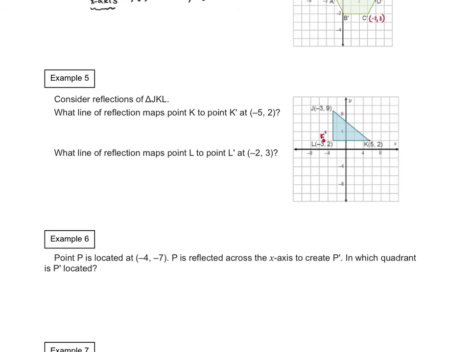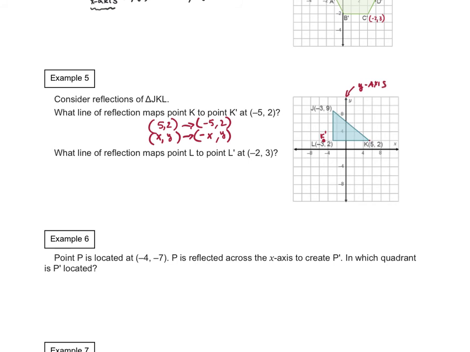Okay, and then we have what line of reflection? Well, it looks like I went from 5, 2 to negative 5, 2. Again, my y value did not change, but my x value was negated, right? So what would that be? My x value changed, so it looks like my line of reflection right here is going to be the y-axis.